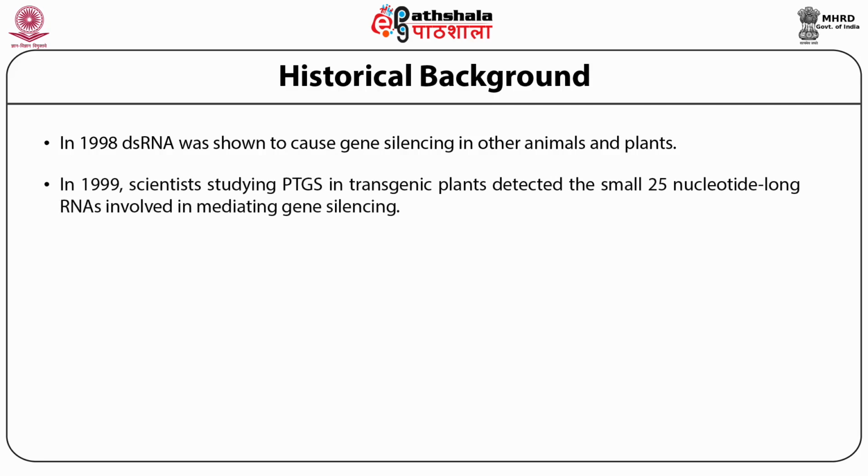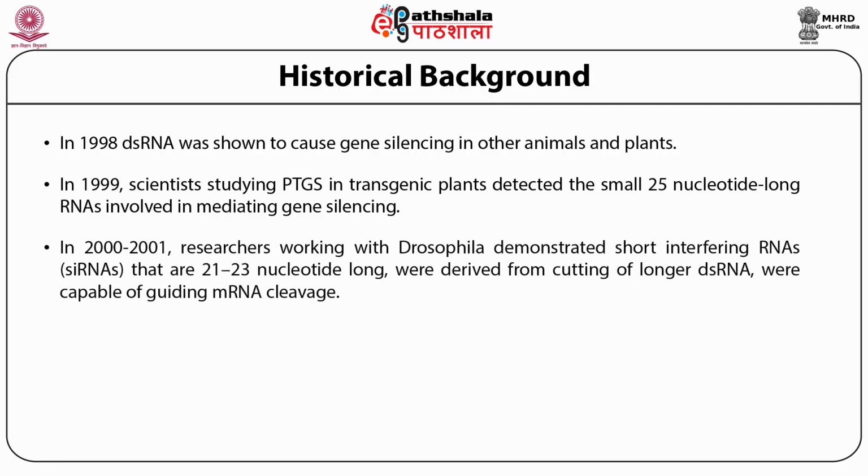In 1999, scientists studying PTGS in transgenic plants detected the small 25 nucleotide long RNAs involved in mediating gene silencing. In the years 2000 to 2001, researchers working with Drosophila demonstrated that short interfering RNAs, known as siRNAs, were 21 to 23 nucleotides long and were actually derived by the cutting or slicing of longer double-stranded RNA that were capable of guiding mRNA cleavage.